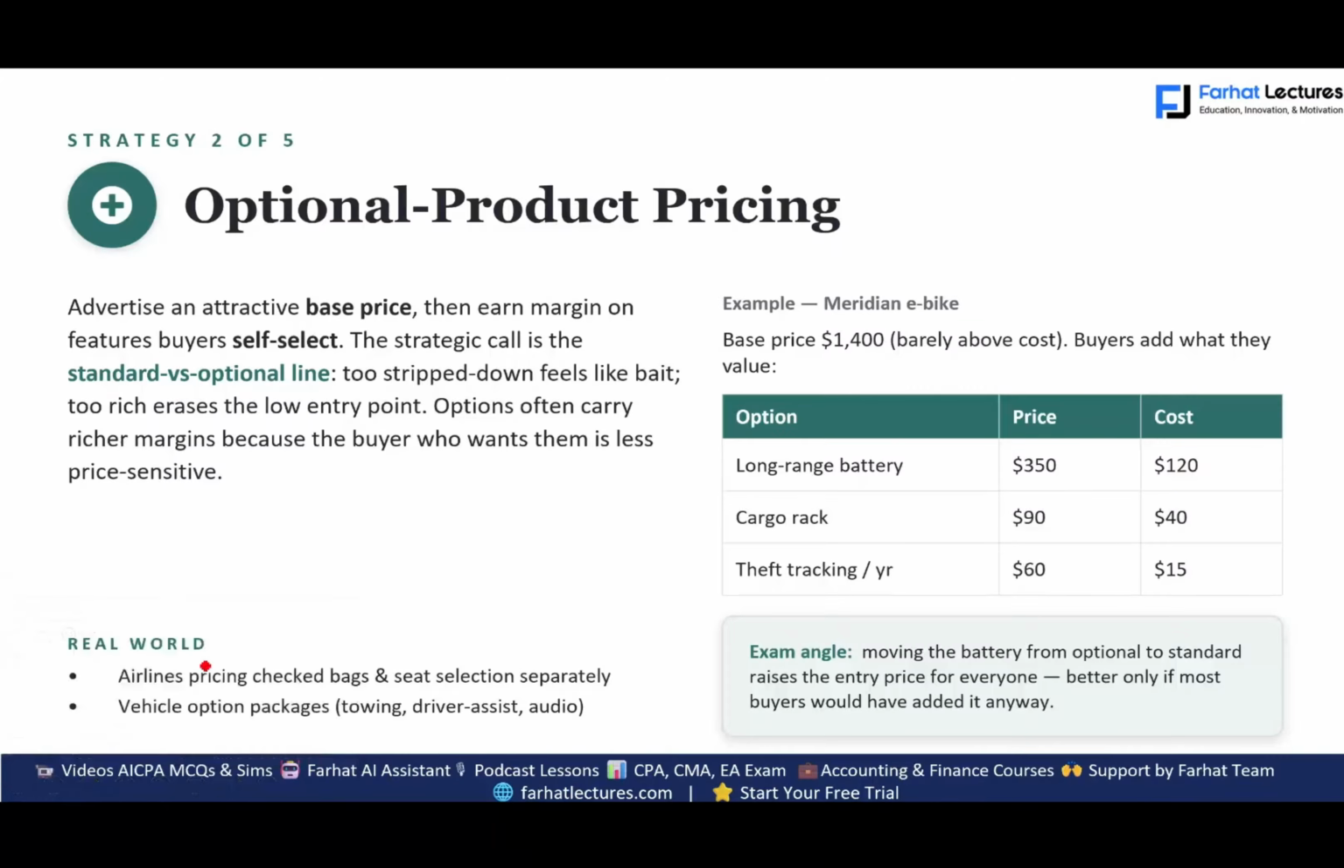Airline companies. What they do is they advertise cheap tickets. Then, if you want to add your bags, if you want to add seat selections, this is where they make the money. Same thing with vehicle option packages. They advertise the car at a low cost, but if you want driver assist, if you want a certain audio system, if you want towing services with your vehicle, then you'll pay the extra. So advertise an attractive base price, then earn a rich margin on features buyers self-select.